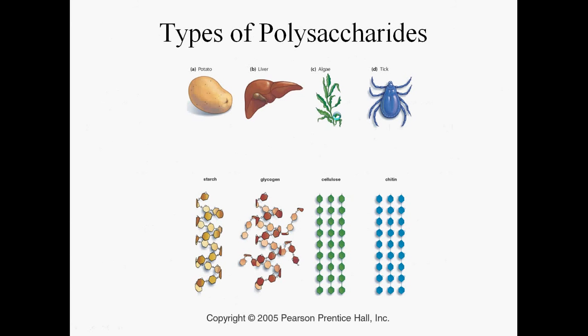Now, different types of polysaccharides. Your polysaccharides are your complex sugars. You have starches, glycogen, cellulose, and chitin. Starches are commonly found in your potatoes. You guys are familiar with the starches. Glycogen, these are long chains of glucose. These are stored in your liver for energy. Cellulose, you guys know that you can find cellulose in the cell walls of plants, also in algae. And chitin is a common polysaccharide found in the exoskeletons of insects, including ticks.